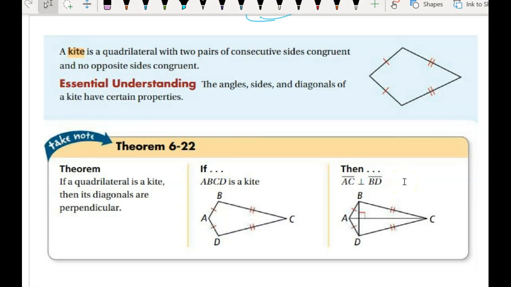So now we're going to talk about kites. Not the kind you fly, but a kite is a quadrilateral with 2 pairs of consecutive sides congruent and no opposite sides congruent. So we have 2 pairs of consecutive sides that are congruent, and opposite sides are not congruent.